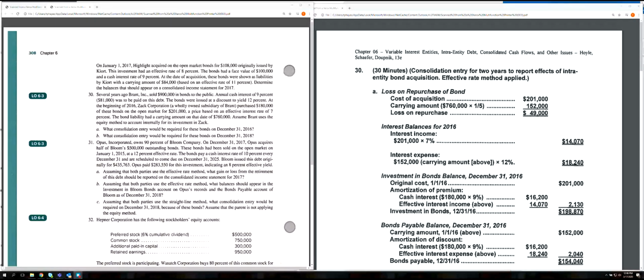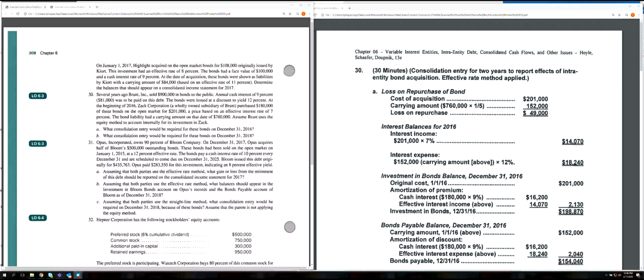So if you look over on the right-hand side at the solution, there's actually 5 pieces that we have to figure out to do the B entry. The first part we'll look at is the gain or the loss on the retirement of the debt. And we've had that before. Whoever bought the debt, we either effectively had a gain on the retirement of the debt or a loss. In this case, we have a loss.